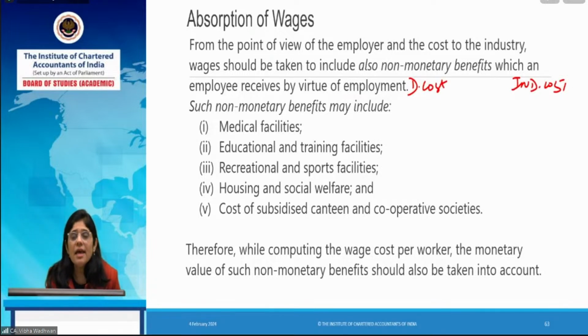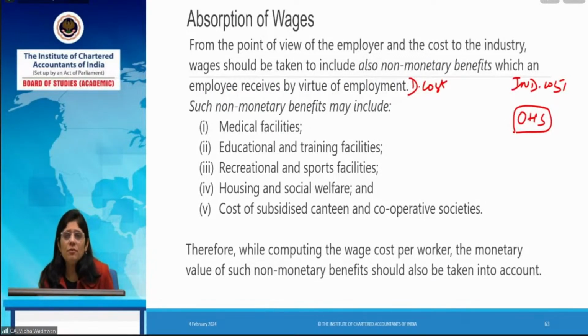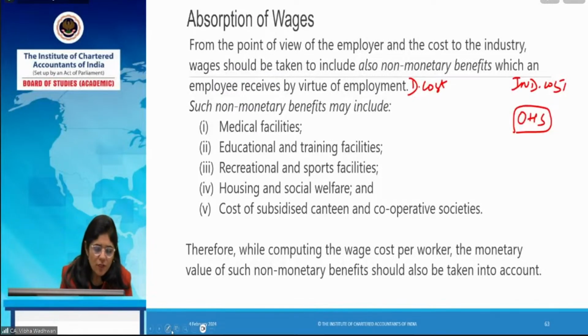I repeat, everything you are paying to indirect workers are overheads. Everything. You pay basic to them, you pay DA to them, you pay overtime, you contribute towards the PF, ESI, you pay them leave wages, you pay them idle time, whatever you are paying to indirect workers. Every part of the wages or salary or anything which you are paying are overheads because you are paying to indirect workers. The question here is for direct cost, for direct labor cost, I mean, for direct workers.